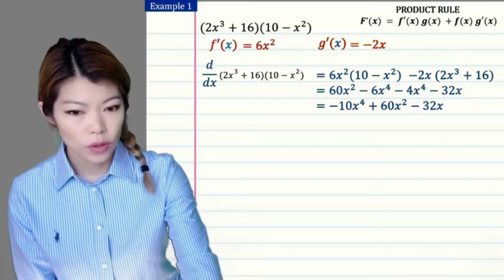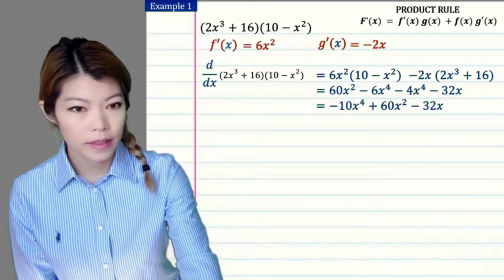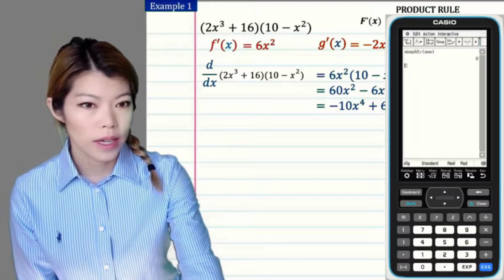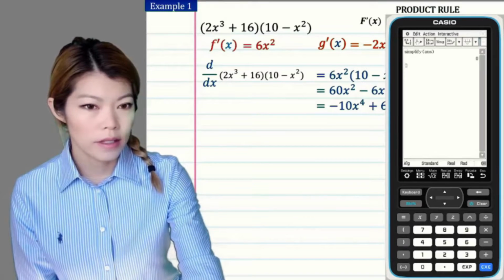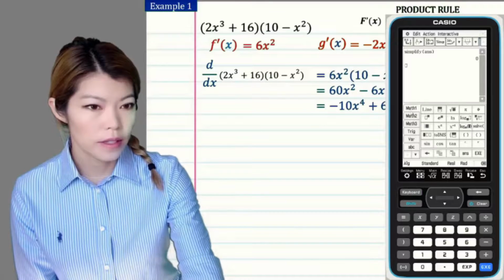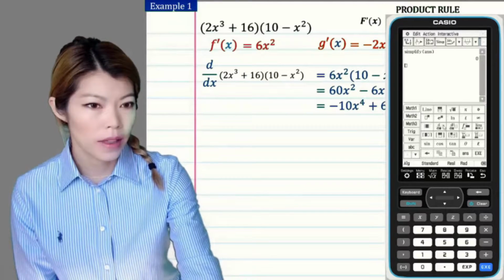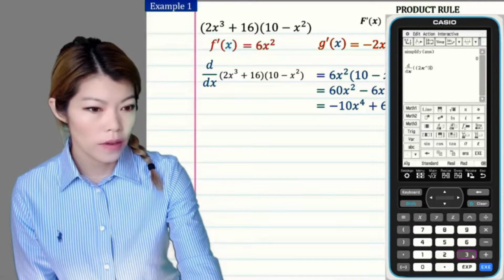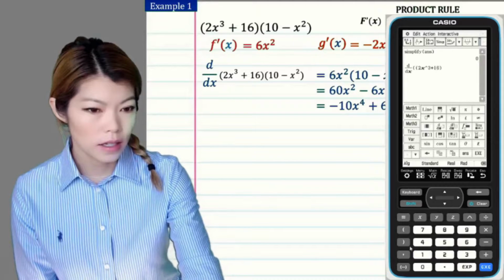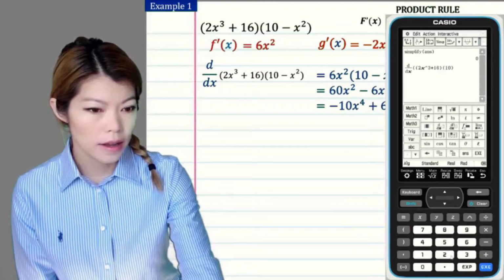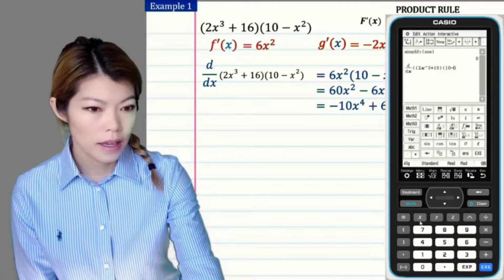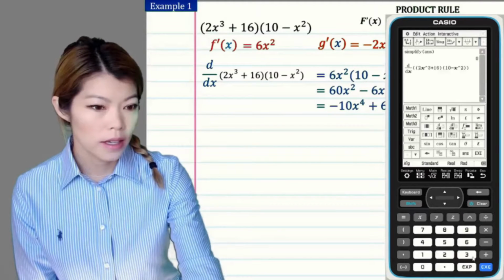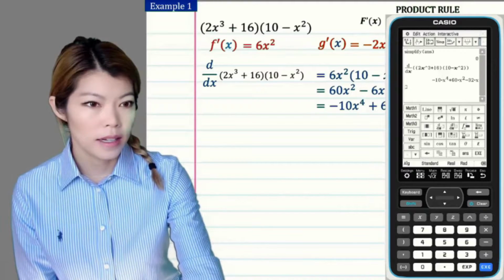Let's have a look at how we do this on the CAS calculator. So writing out d/dx in our keyboard. So go to math 2, d/dx. Now being very careful with our brackets, we have 2x to the power of 3 plus 16, and the other factor 10 minus x squared, and then enter, and we obtain the same answer.